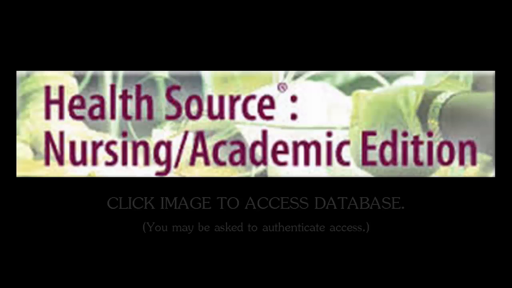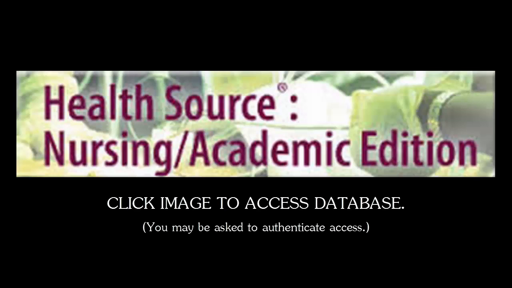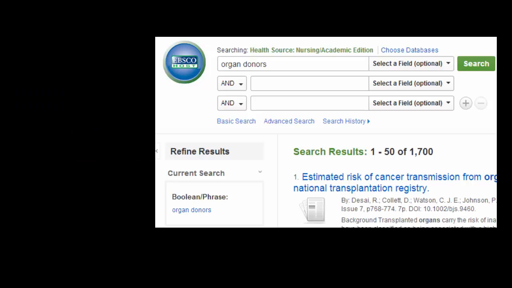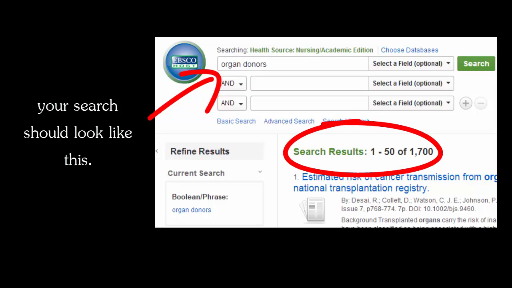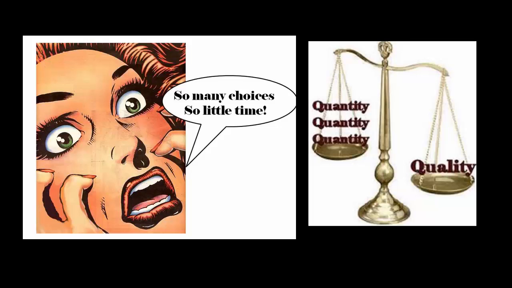So let's play this out in an actual database. I'm going to search in HealthSource Nursing Academic Edition, one of the databases we have access to through the university libraries. When I search organ donors in this database, I have nearly 1,700 results. Think about your papers and how many sources your instructor usually expects you to have. It's probably closer to 10 than 2,000.